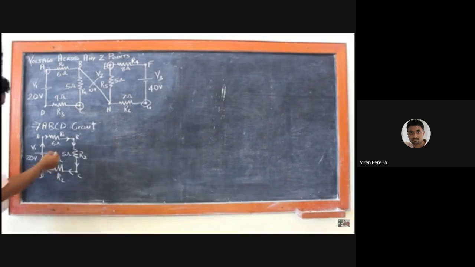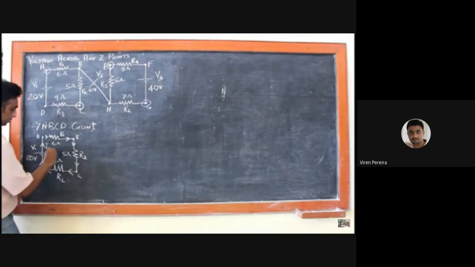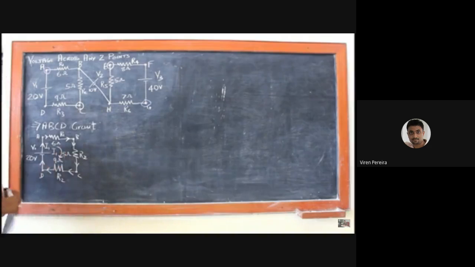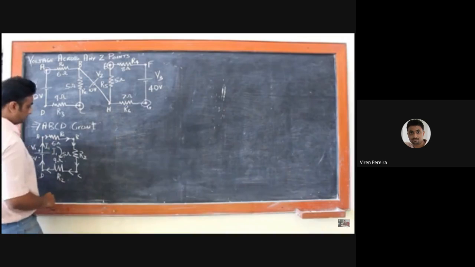So say I name the current as I1, which is in the clockwise direction, because in your voltage source you have your positive terminal and your negative terminal. So current flows from positive to negative, so obviously my current will be in a clockwise direction. Now what I have to find here is the current I1.